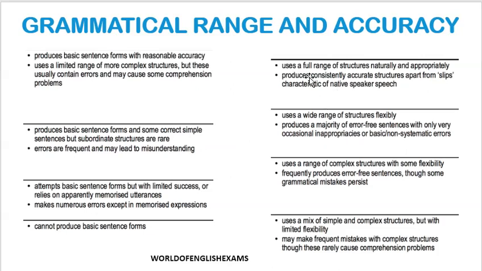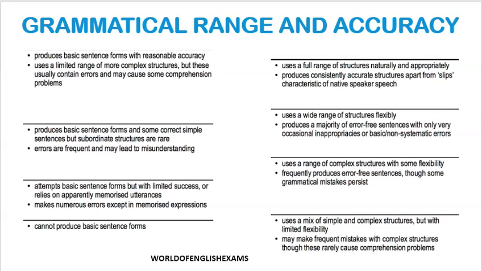Band 9, again, uses a full range of structures naturally, produces consistently accurate structures, which is a characteristic of native speaker speech. So when native speakers are speaking English, definitely they will demonstrate their ability to link the ideas and connect sentences to make the sentence structures more complex, isn't it? So you should practice that too in order to get that band 8 or band 9. I hope you understood that.